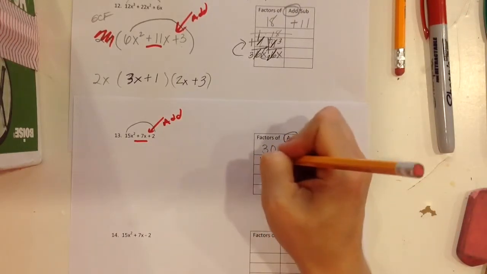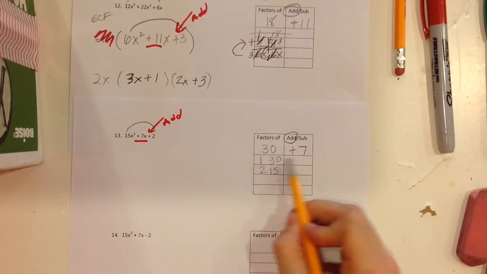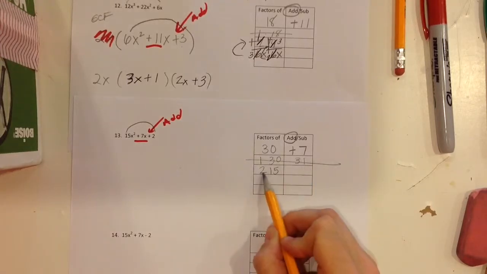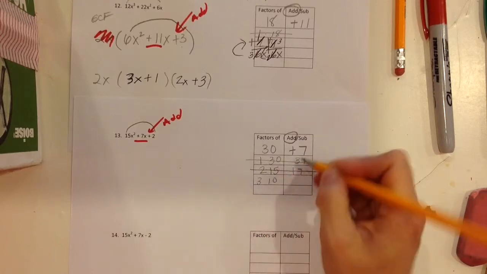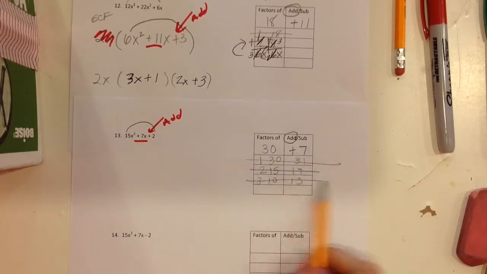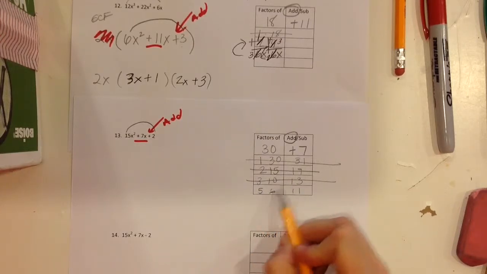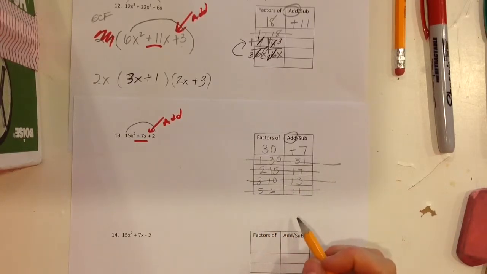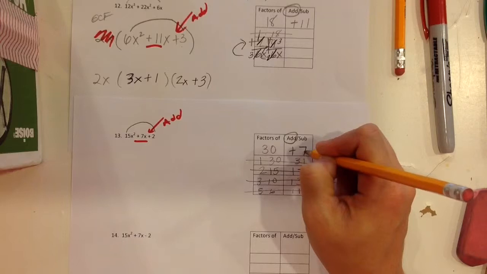So I have 1 and 30, 2 and 15, and 1 and 30 adds to give me 31. 2 and 15 adds to give me 17. 3 and 10 adds to give me 13. 4 won't go into it. 5 and 6 adds to give me 11. I guess that's it. That's all your factors of 30. None of them are going to add to give me a positive 7. So this is actually going to be a prime polynomial.